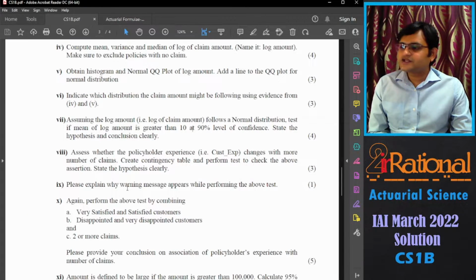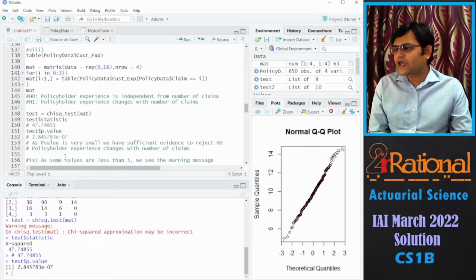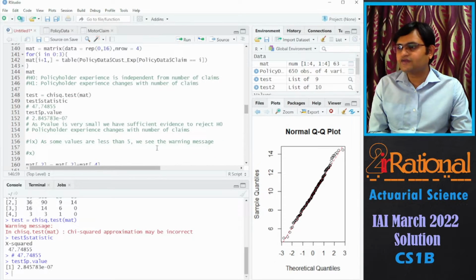Here they are saying, please explain why the warning message appears while performing the above test. So we are saying as some values are less than 5, we see the warning message. Because certain values are less than 5, we are getting a warning that it may not be accurate, or the approximation may be incorrect.